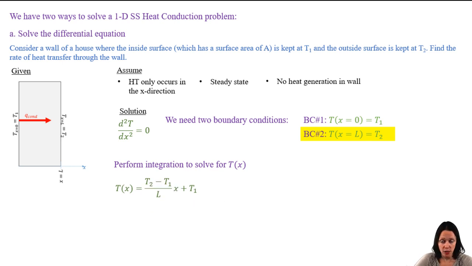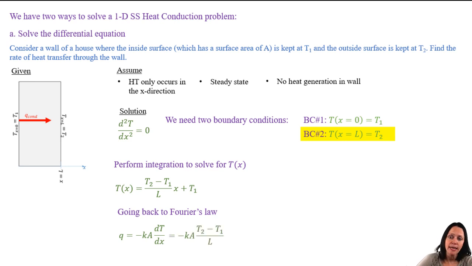Now that we've fully solved the temperature profile, we can go back to Fourier's law. Differentiating T of x, we can now solve for Q. So as you can see, if we solve the heat conduction equation, not only were we able to find Q, but we were also able to solve for the equation for the temperature distribution.